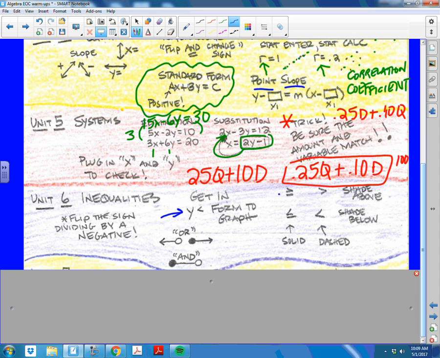Then you have to think, is the line dashed or solid, and do I shade above or below? If it's greater than or equal to, you shade above. If it's less than or equal to, you shade below. If it's this, it's a solid line, and if it's this, it's a dashed line. Those are kind of your questions on a linear inequality.